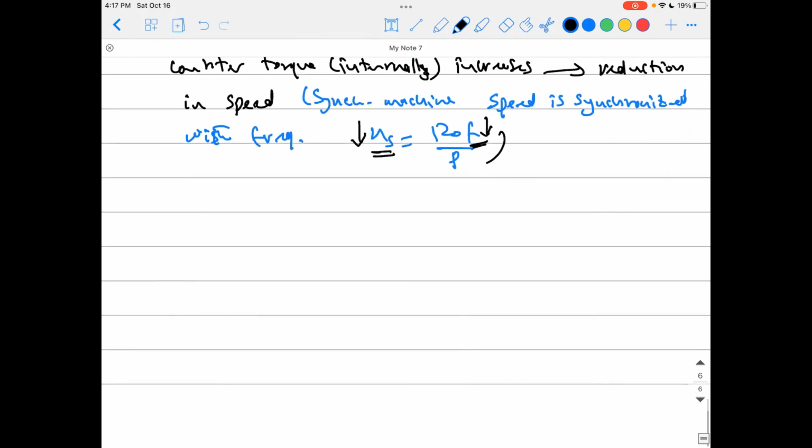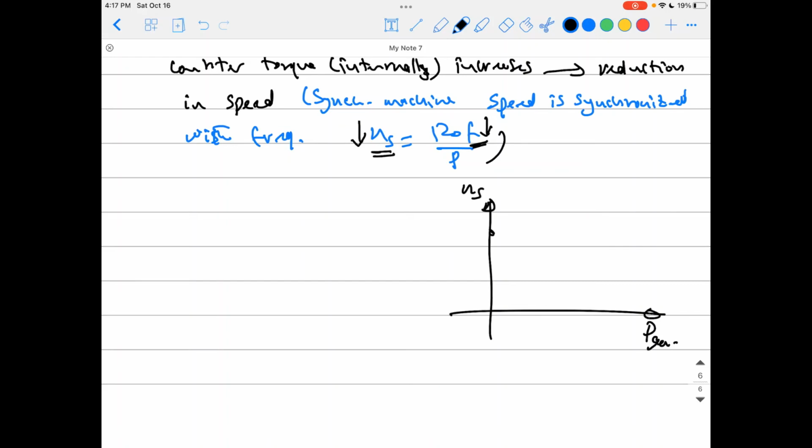Okay, so if we try to plot it the same way, that is the n, the speed, I'm calling it n RPM just to have it in mind. Or let me call it ns, just to make it unique for the synchronous machine. Okay guys, and that is the P generated.